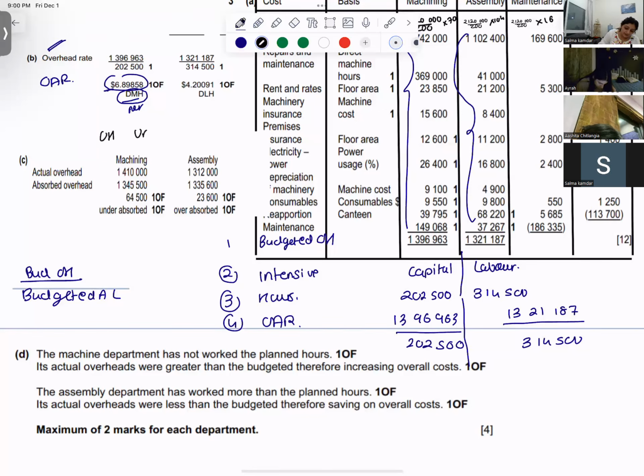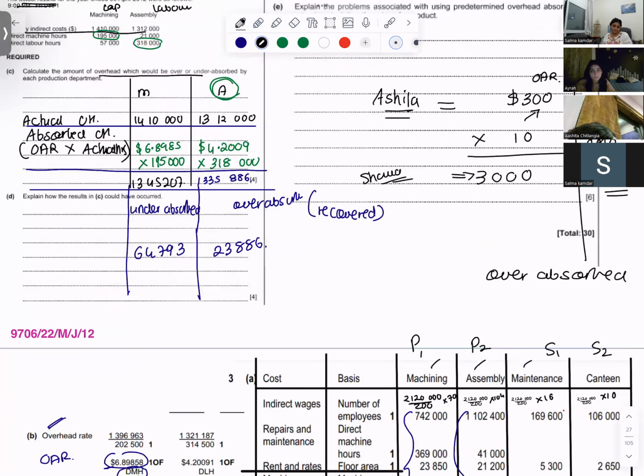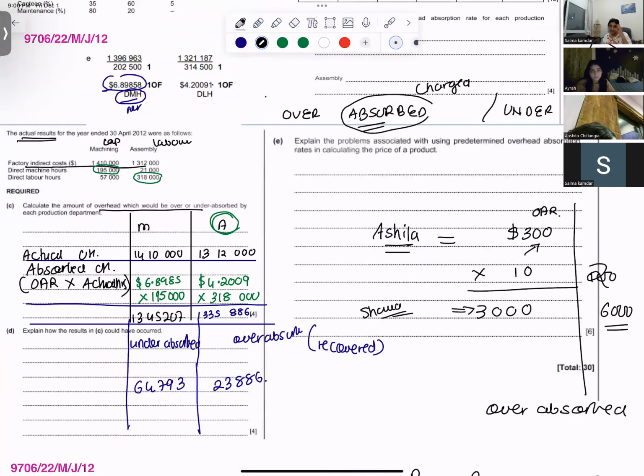Overheads under or over absorbed. What do you mean by absorbed? Absorbed means whether you manage to recover your actual expenses or not. So first you will write the actual overheads, your actual expenses. Then what will you write?